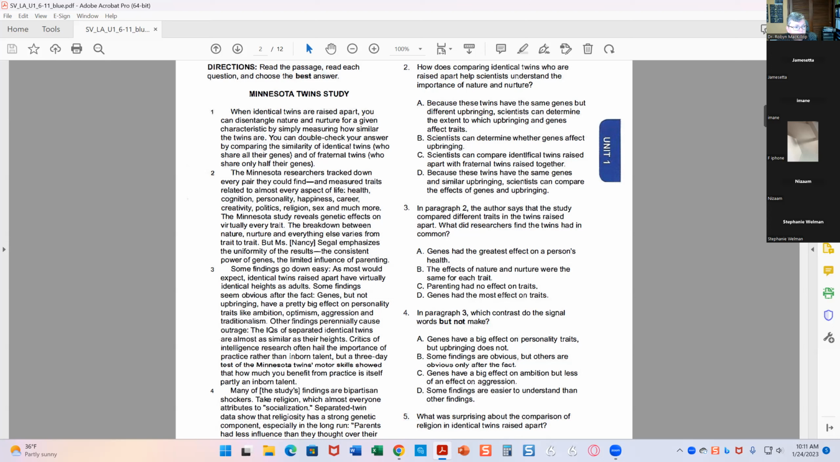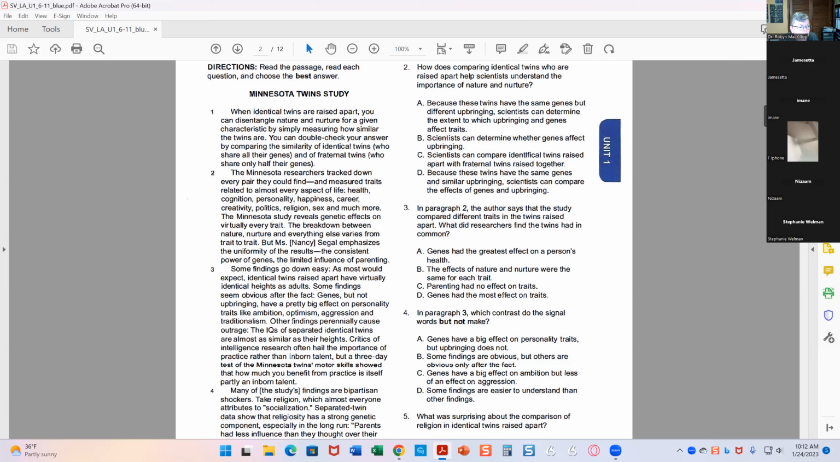The Minnesota study reveals genetic effects on virtually every trait. The breakdown between nature, nurture, and everything else varies from trait to trait. But Ms. Segal emphasizes the uniformity of the results, the consistent power of genes, the limited influence of parenting. Some findings go down easy. As most would expect, identical twins raised apart have virtually identical heights as adults. Some findings seem obvious after the fact. Genes, but not upbringing, have a pretty big effect on personality traits like ambition, optimism, aggression, and traditionalism.